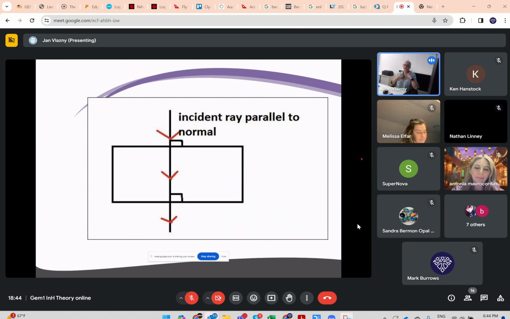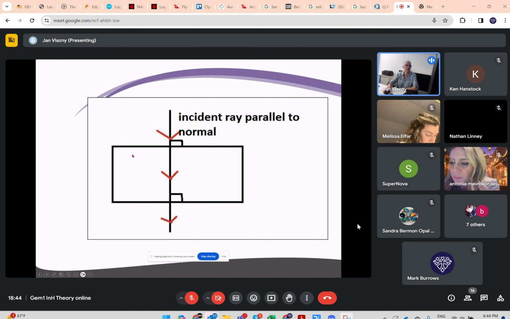So if the incident ray is in the same direction as the normal, so if that ray going into a more dense substance is at 90 degrees, we don't get it skewing left or right, we just get it slowed down. It's just slowed down because it's at that normal at 90 degrees. But in every other direction, apart from the normal, it will slow down and be bent.